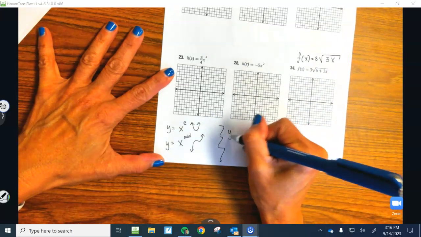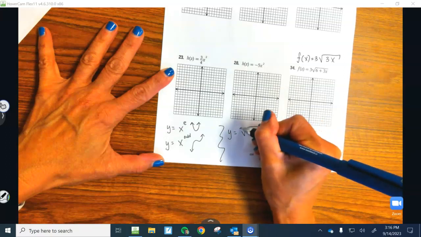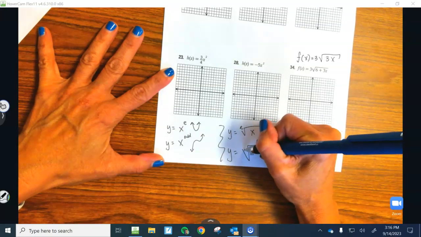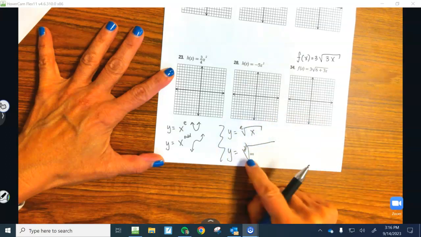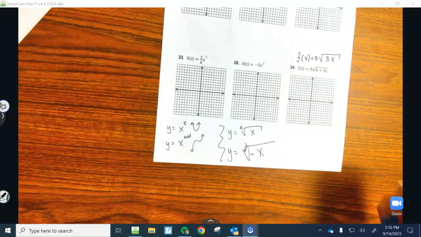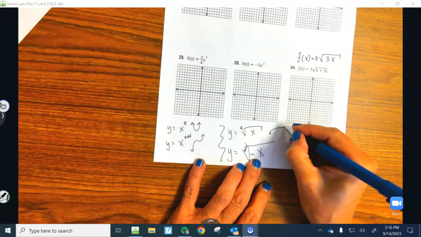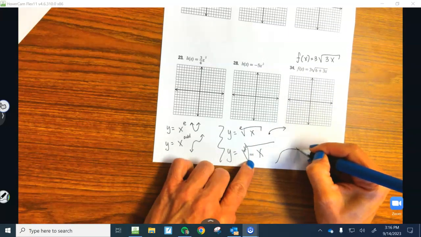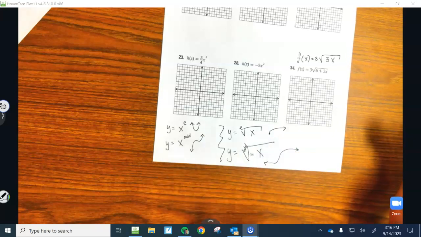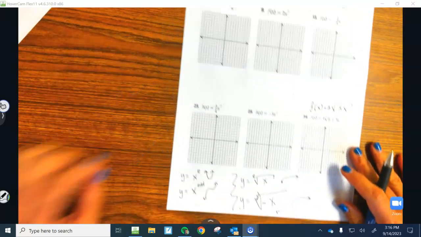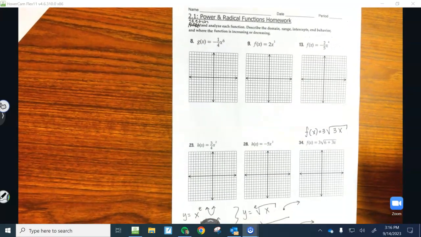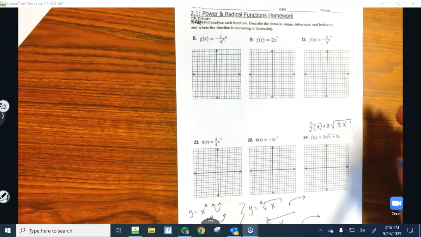On the flip side, remember those are powers. Then you have your radicals. I'm going to write E here for even. I'm going to go ahead and spell out the word odd because I don't want it to look like a 0. Now remember, your even is going to behave like a square root function. Your odd is going to behave like a cube root function. So draw those sketches, guys. It can be very basic. I'll go ahead and post this on the calendar for you to look at.